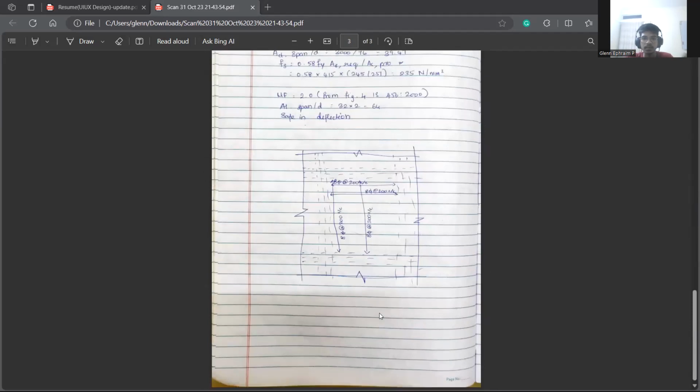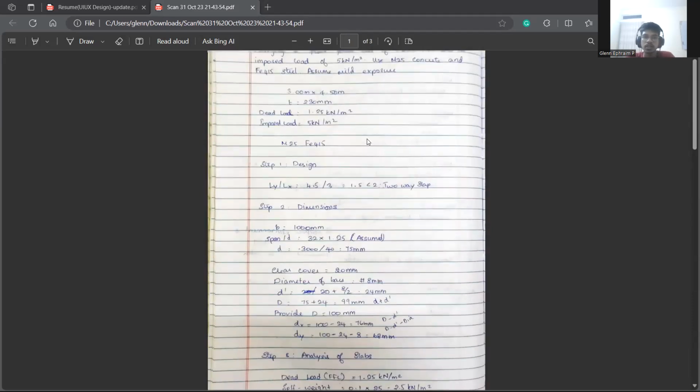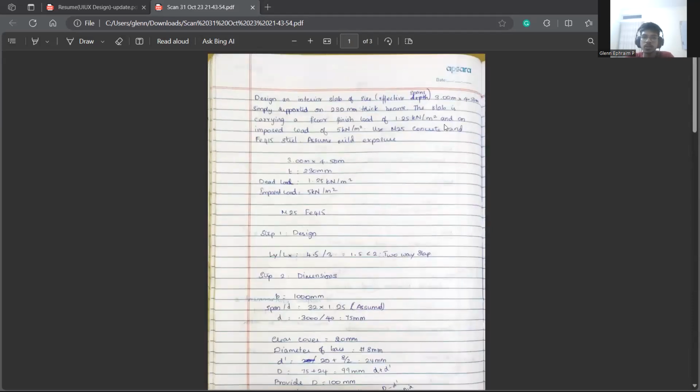So this is the diagram for the design. Thank you, sir. This is the assignment for the two-way slab. I have explained the two-way slab in regard to the digital assignment. So thank you.